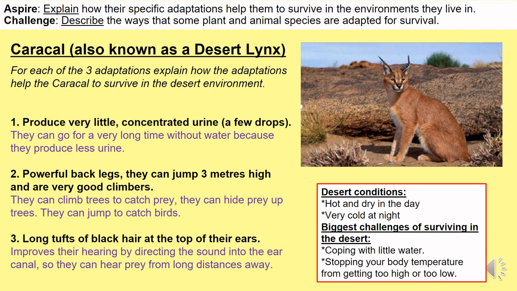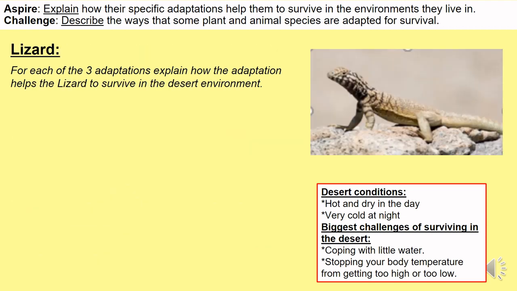Moving on to our third desert animal, something much smaller this time. We're going to look at the lizard. So I want you to think about the 3 adaptations and explain how the adaptation helps the lizard to survive in the desert environment. The first adaptation I'm going to give you is toes fringed with spiny scales, so really spiky scales on his toes.